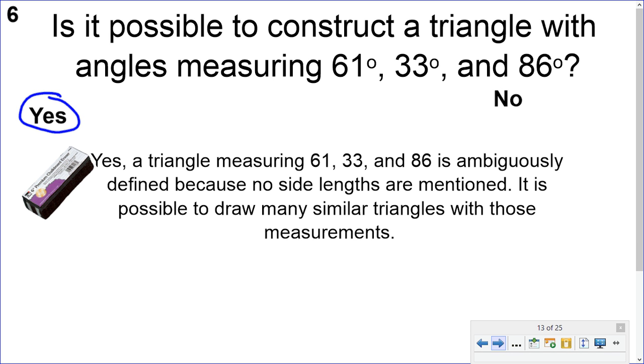So they didn't mention the length of the side, so we don't know how big it is. The angle could be a large angle for the two lines together, or it could be short, as long as the angle measure is the angle measure. So the side length could be indeterminate, as long as the angle measure is what is preserved. So it is possible to draw many similar triangles with those measurements.